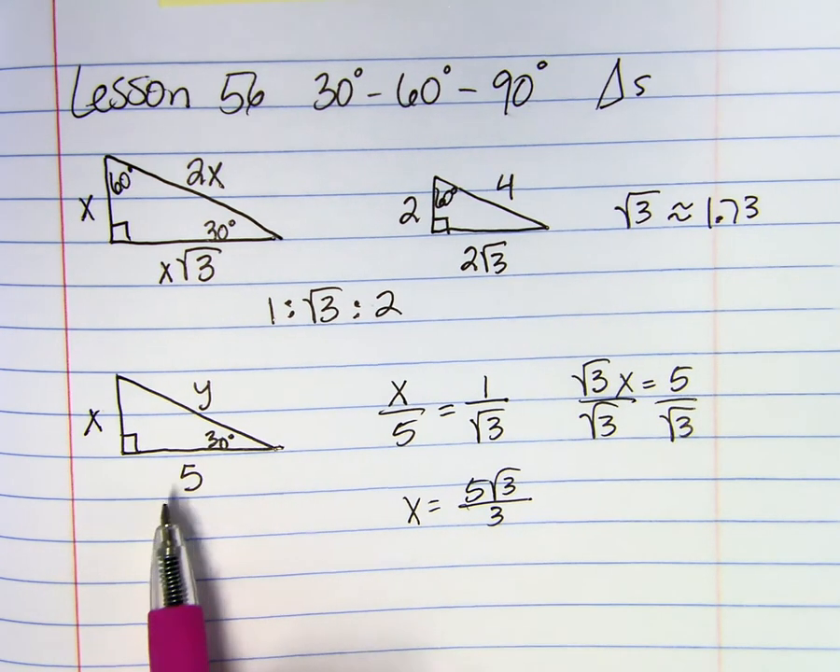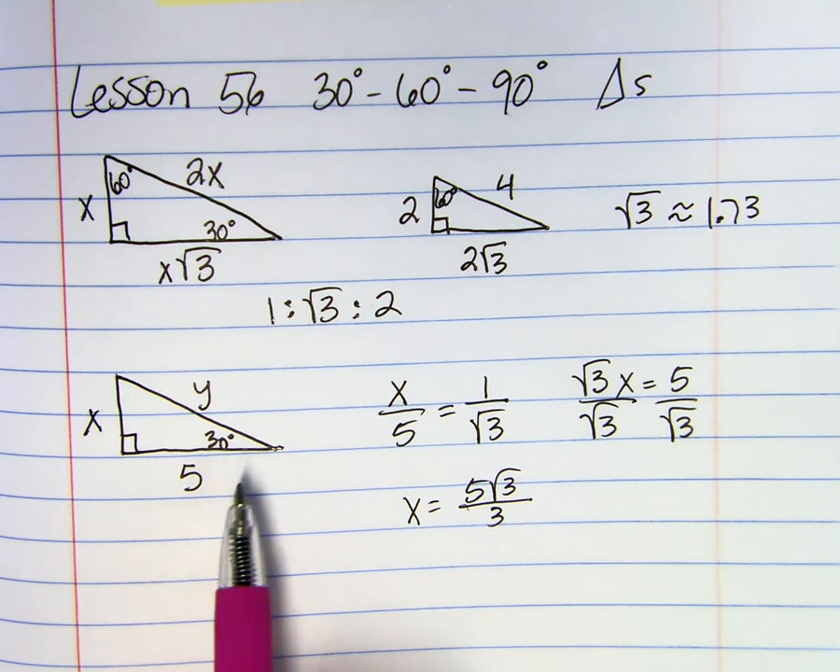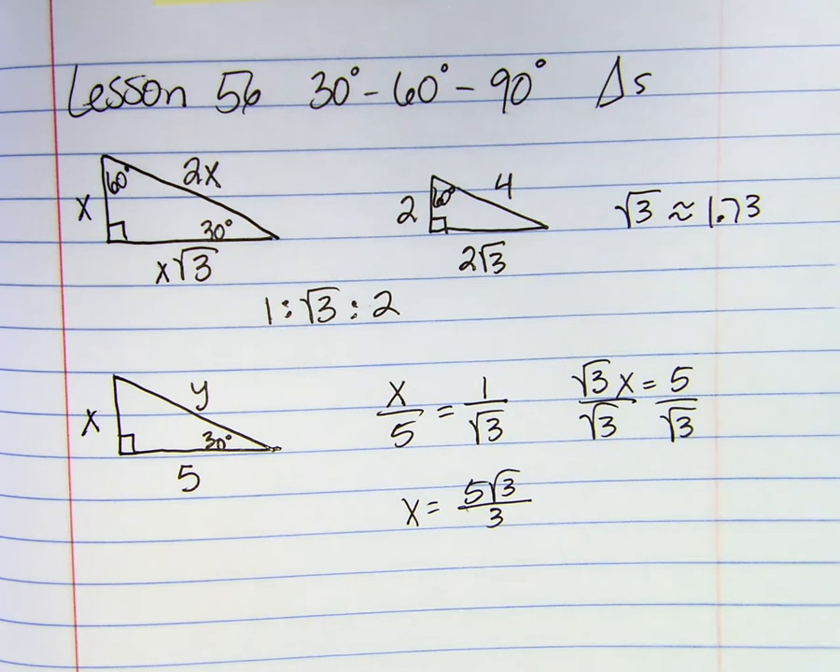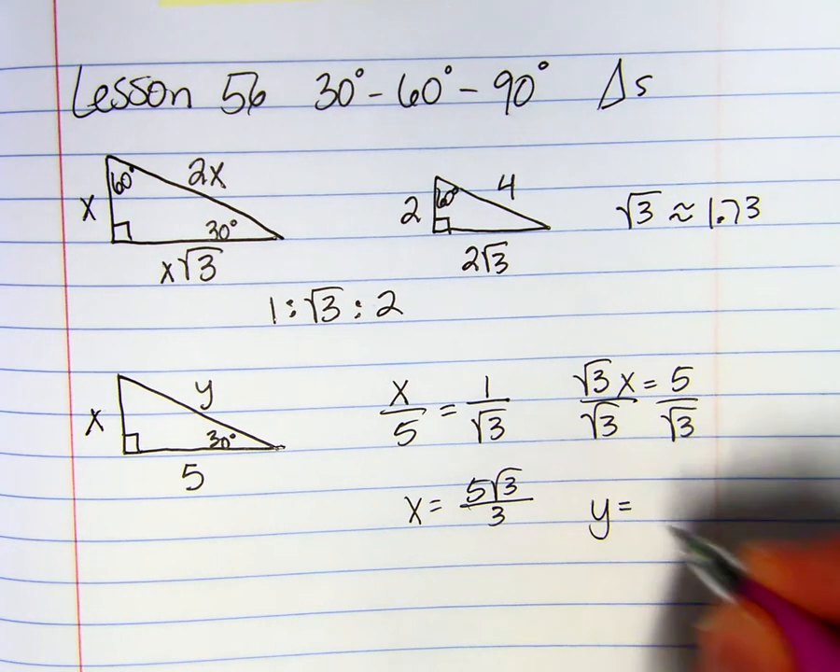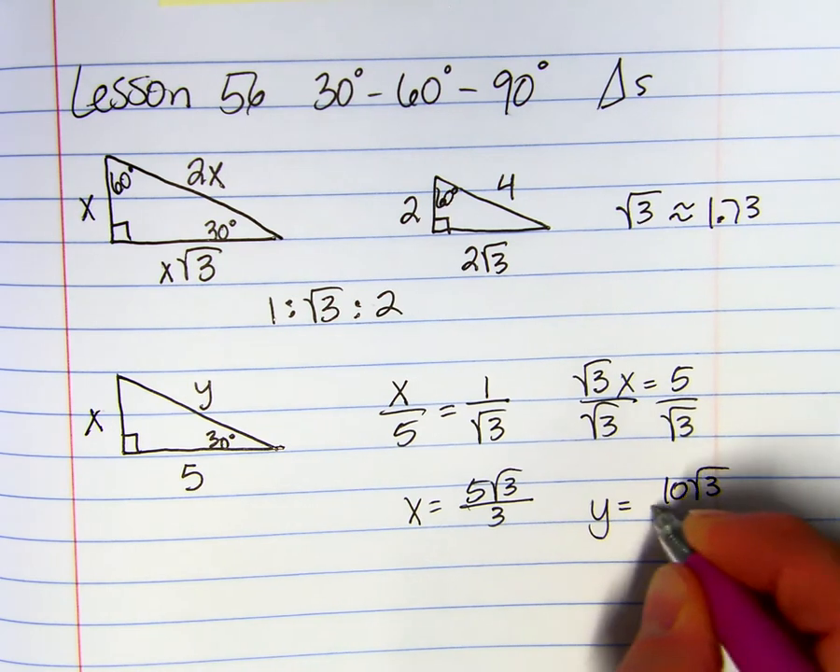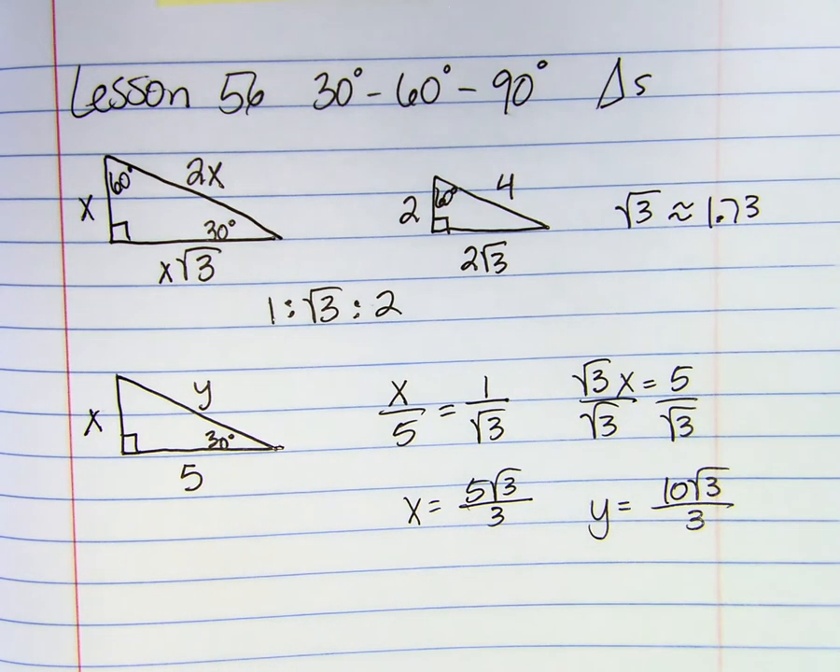Same thing if you know the long side, the long leg, you can find the short leg by just multiplying by square root of 3 over 3. And then to find y, we just double or times this by 2. So it's 10 square root of 3 divided by 3. And that would be your x and your y.